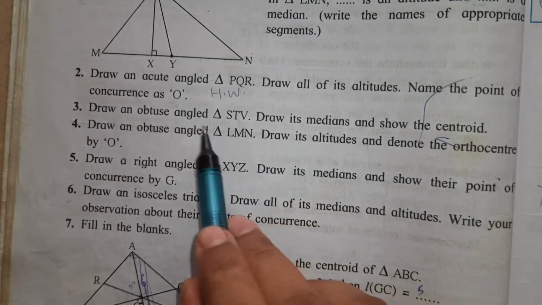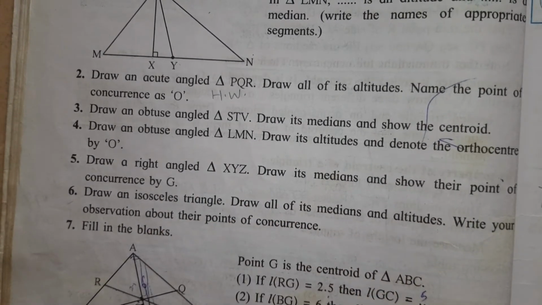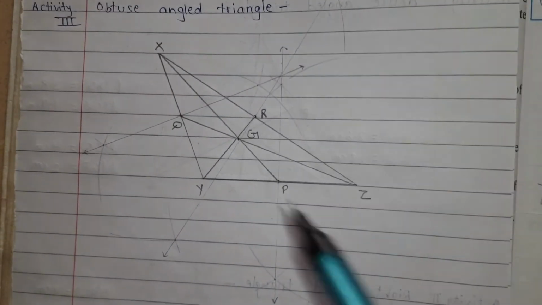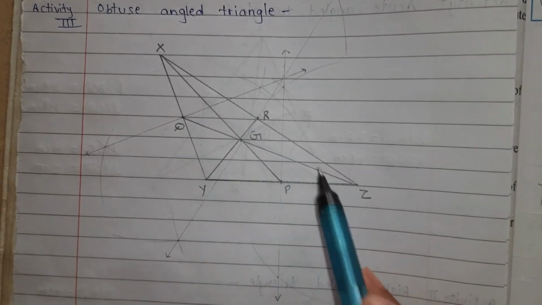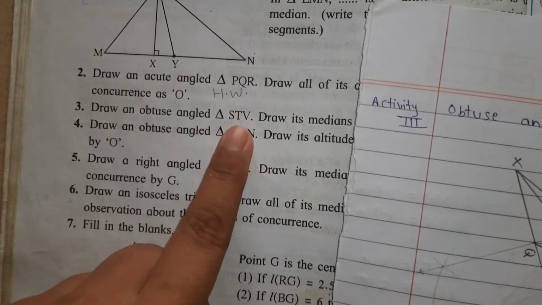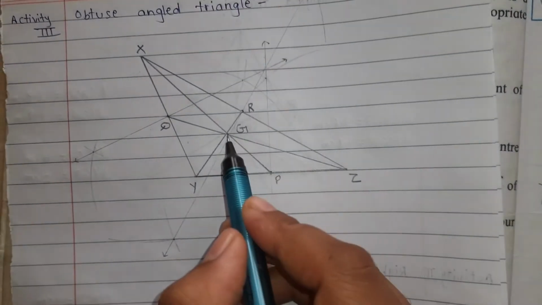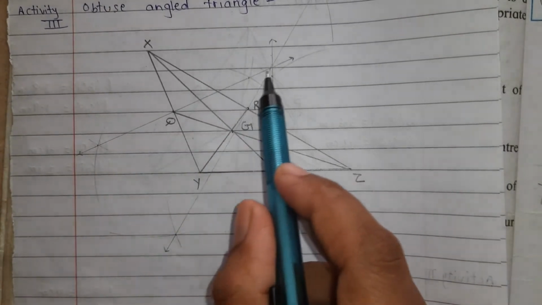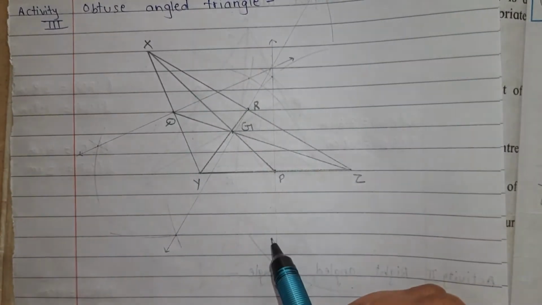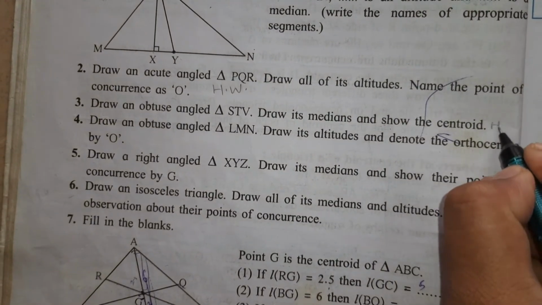Next one. Draw an obtuse angle triangle STV. Draw its medians and show the centroid. So this activity also you have already done. Obtuse angle triangle draw करना है, उसके तीनों medians draw करना है, triangle को नाम देना है STV and show the centroid. This is the centroid G. Median कैसे draw करते हैं? By drawing perpendicular bisector of the three sides. So this one is also your homework.